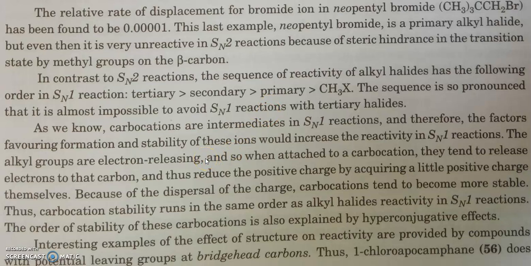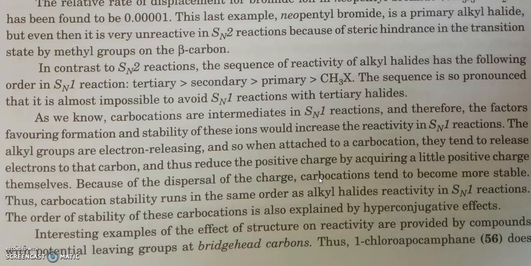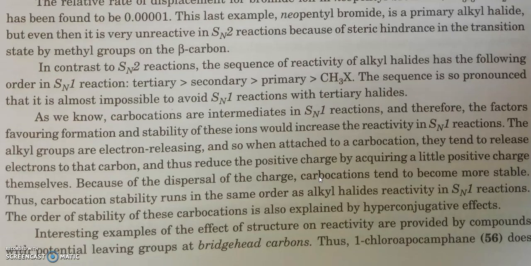Now friends, in contrast to SN2 reaction, the sequence of reactivity of alkyl halides has the following order in SN1 reaction: tertiary greater than secondary, secondary greater than primary, and primary greater than methyl halide. So, the sequence is so pronounced that it is almost impossible to avoid SN1 reactions with tertiary halides. Now friends, you know carbocations are intermediates in SN1 reaction, and therefore the factors favoring the formation and stability of this ion would increase the reactivity in SN1 reaction.